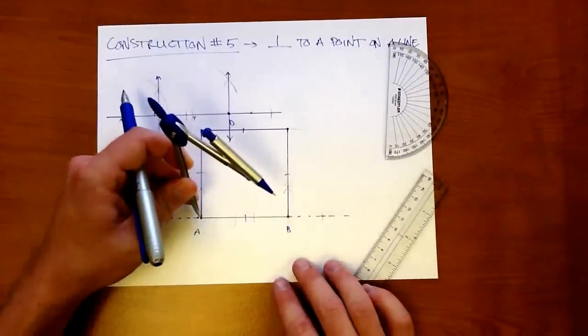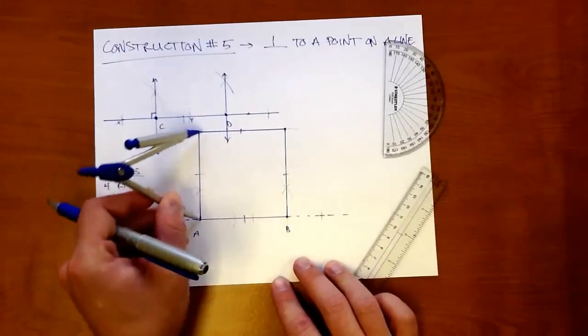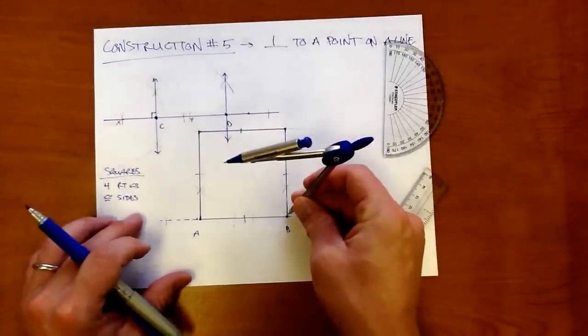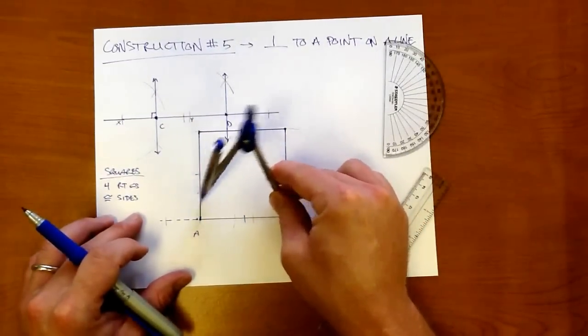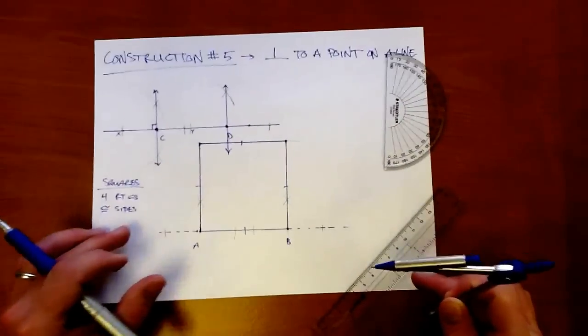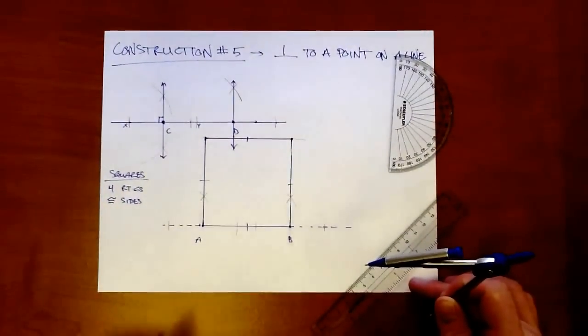And the way we can check is, alright, that compass length is the same as this one, so the radial distance is the same if I don't change my compass length. So you can see this length is the same as this length too. So we indeed have created a square with side lengths equal to AB.